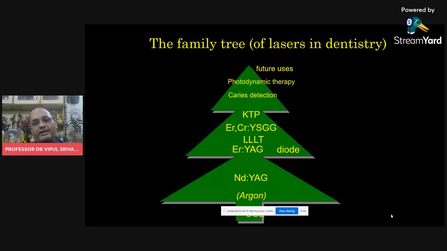So the family tree of lasers in dentistry: you start from the CO2, which was the first laser introduced in dentistry. If you can recall my last webinar, it was a dermatologist who used carbon dioxide lasers on his dentist brother. Then Nd:YAG was the first laser which got FDA approved, in the late 80s. It was introduced in laser dentistry, and then the erbium laser came into the picture in 95, 96. Then the diode laser came, and then erbium chromium YSGG, then KTP, and lately many diode lasers. So most of the research work currently going on in laser dentistry is on diode lasers, right?